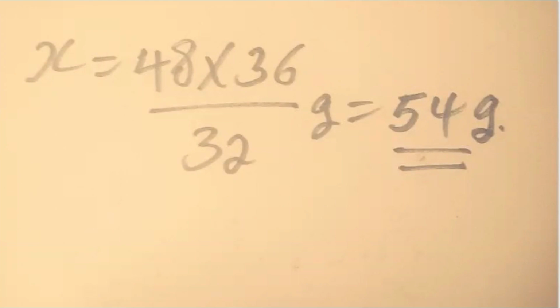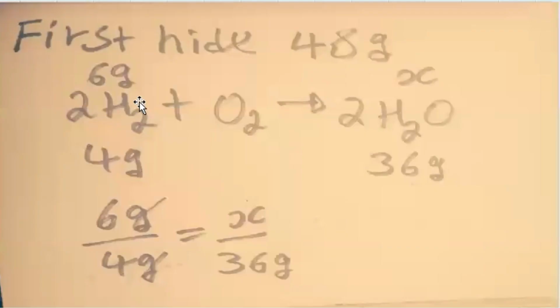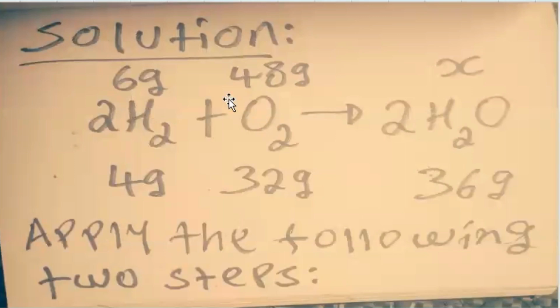The two calculated amounts of the product are the same. This implies the given 6 gram of hydrogen and the 48 gram of oxygen are in stoichiometric proportion. Because when we find the amount of water by using the 6 gram of hydrogen and the 48 gram of oxygen, it is the same, which is 54 gram. This implies both are in stoichiometric proportion.